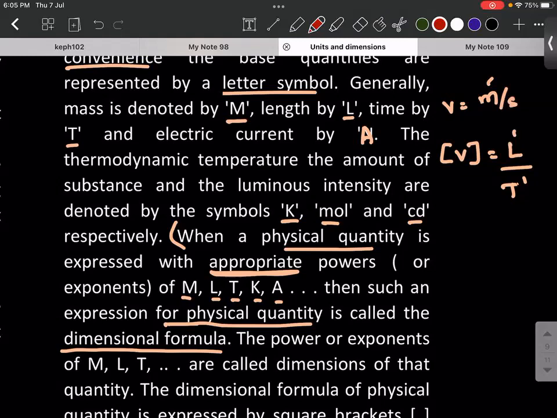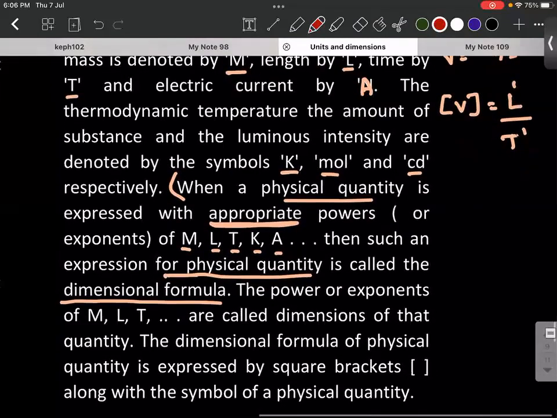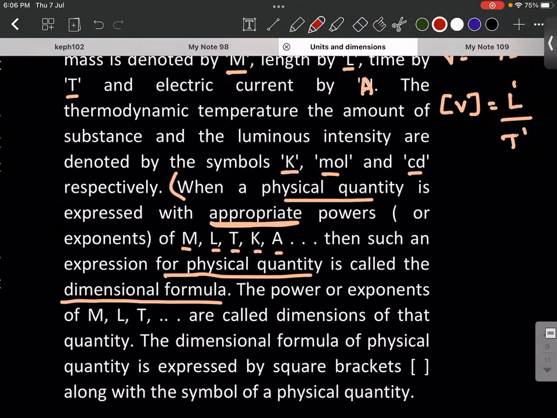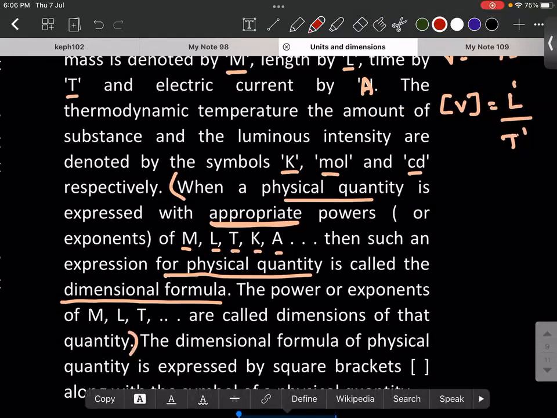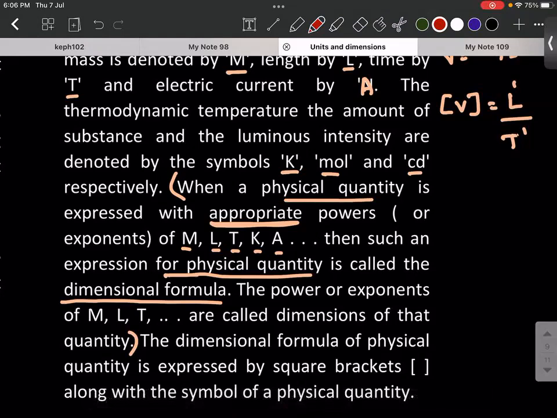In the dimensional formula, you will have the symbol raised to the power of an appropriate number, whereas dimensions are just numbers. The powers are called the dimensions of the physical quantity. Am I clear? I hope it's not confusing.